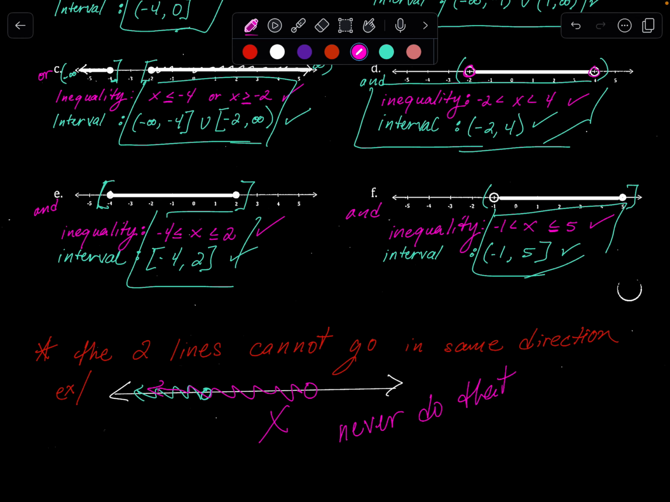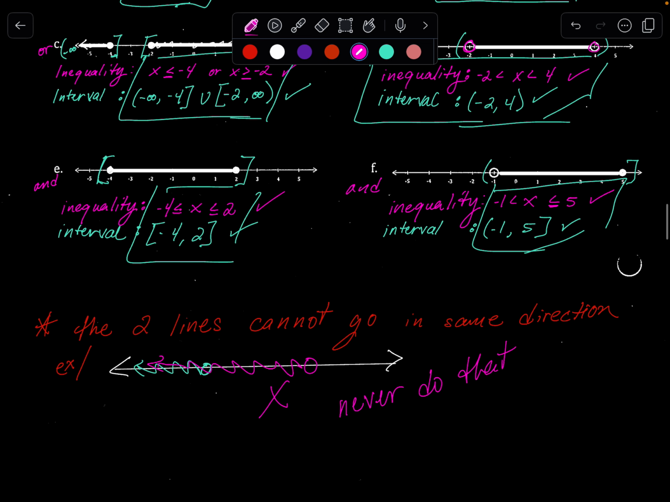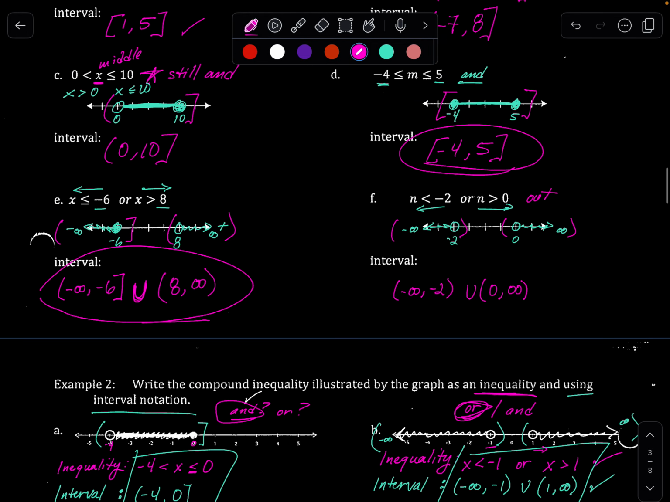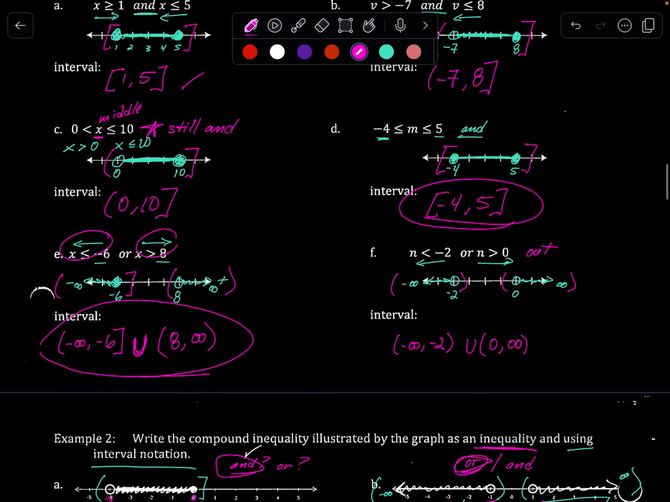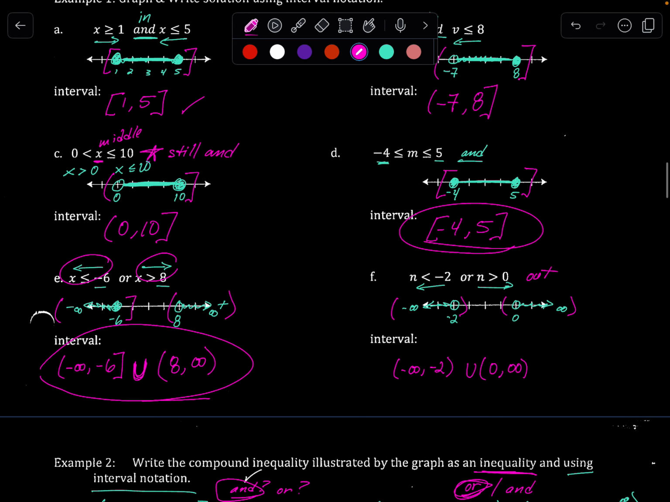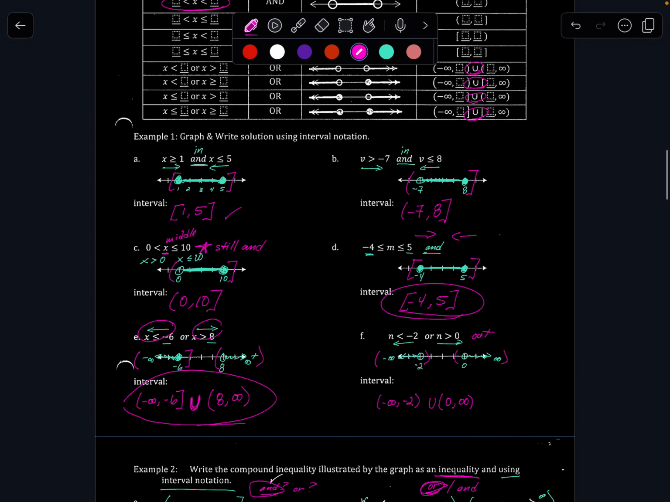Because it's not an and, it's not an or. Both lines do not go in the same direction, ever, okay? In every single case that we have up here, you can see they're either both going out, like here our lines are showing, or they're both going towards the inside for our ands, okay? Both going in. But they're going opposite directions no matter what. That's something you guys have to be very aware of, all right?